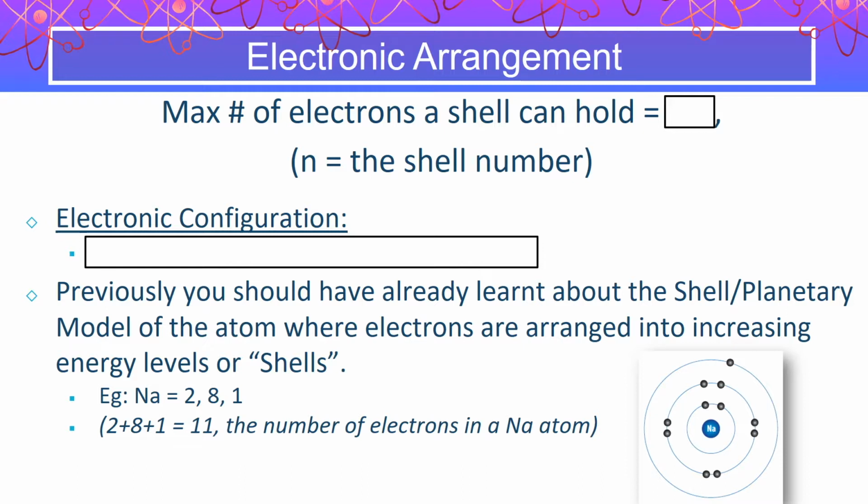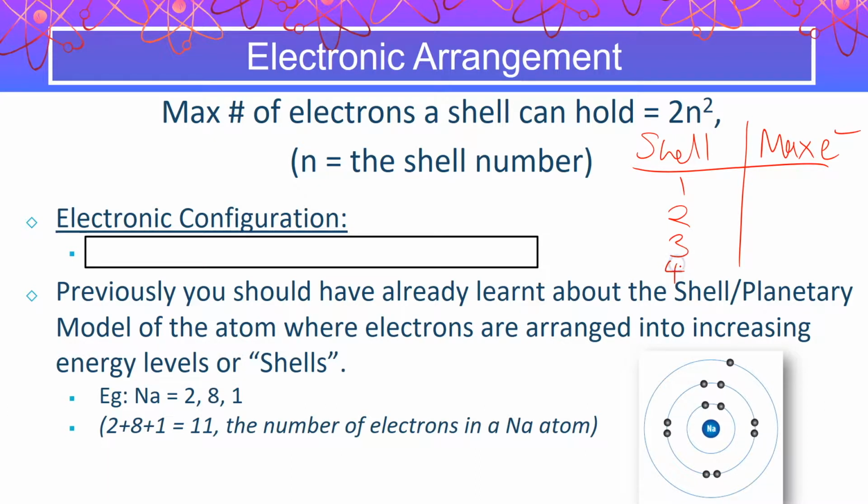Now, if you're like, oh, I'm never going to remember how many each shell can hold, well, there is a little bit of maths you can do. It's actually pretty easy. We can use this equation, 2n squared, where n is the shell number. So if we talk about the max electrons for shell 1, 2, 3, or 4, what you would do is put the 1 into that equation where n is. So you go 1 squared, then times that by 2. So 1 squared is 1, and then times 2 is 2.